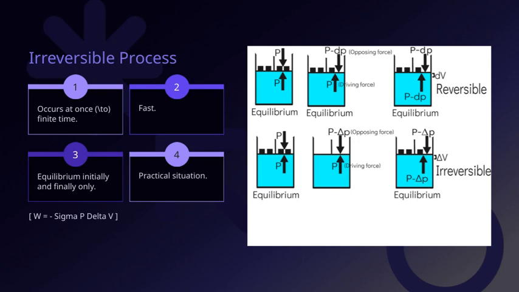The key point here is the work done, which is expressed as W equals negative sigma P delta V. This means that the work depends on the pressure and the change in volume. Now, in this scenario, we're considering an equilibrium state that exists initially and then again finally. Importantly, this process is fast, occurring almost instantaneously. When I say it occurs at once, I mean it happens in a finite time, not gradually.